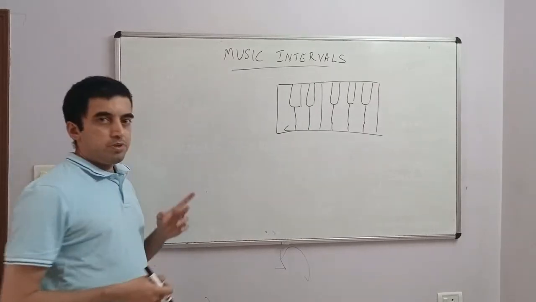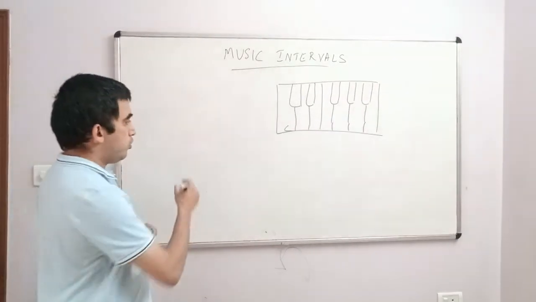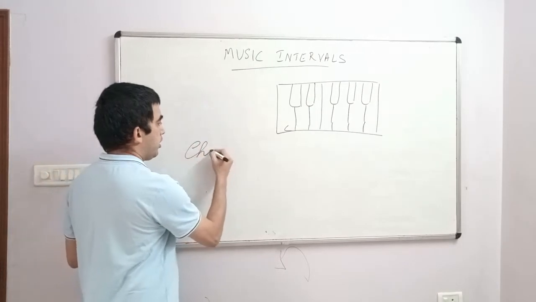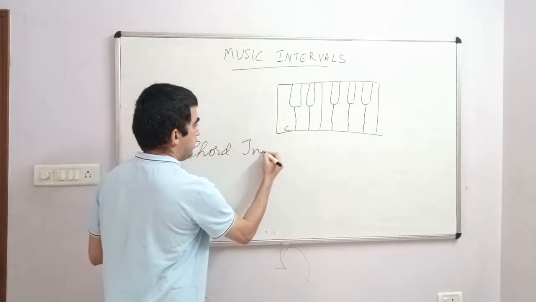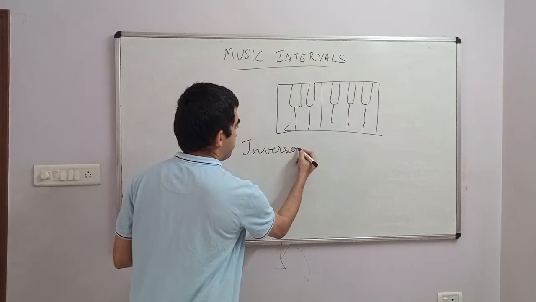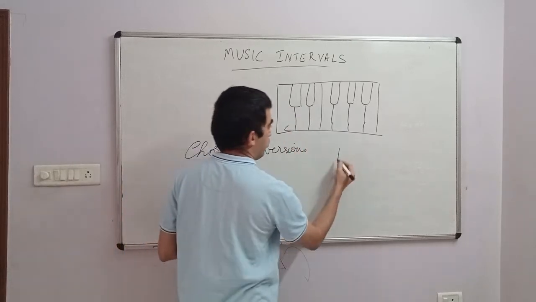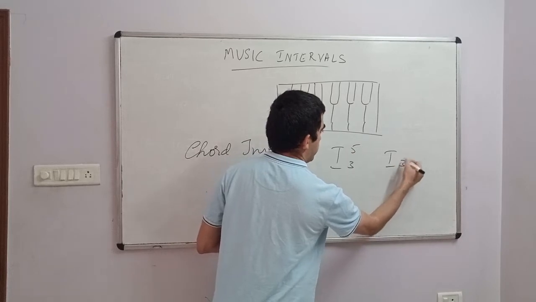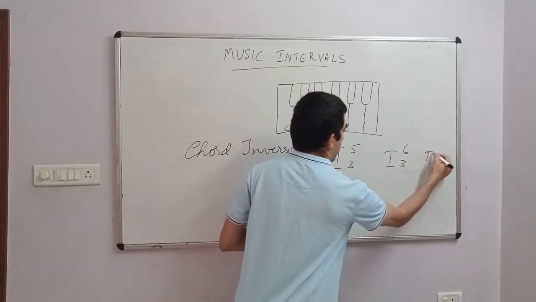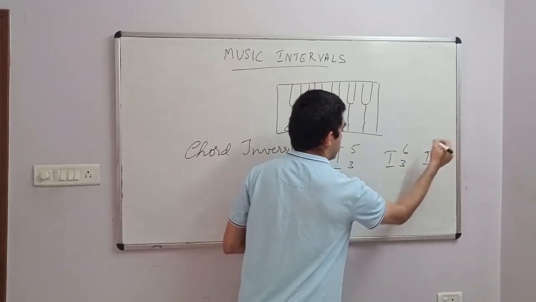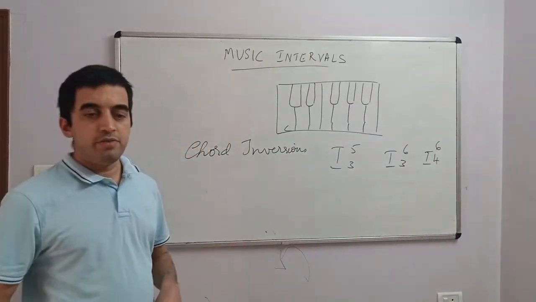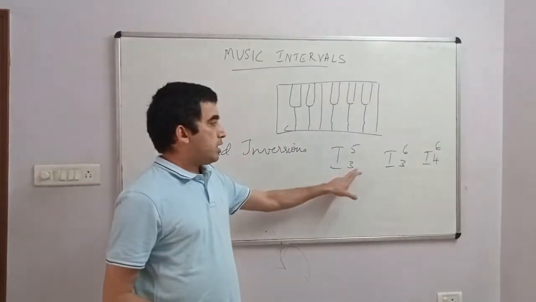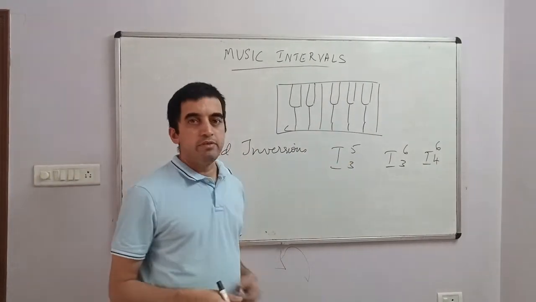So if you remember, in one of our classes we were talking about chord inversions, right? And there I wrote something like 1 3 5, 1 3 6, 1 4 6 to indicate when the chord gets inverted, right? So these are nothing but denoting the intervals.